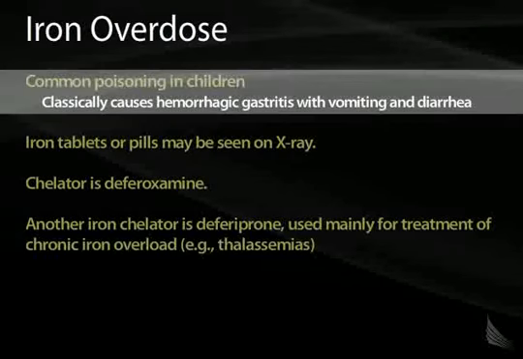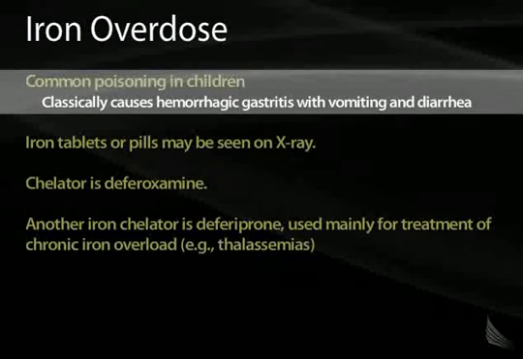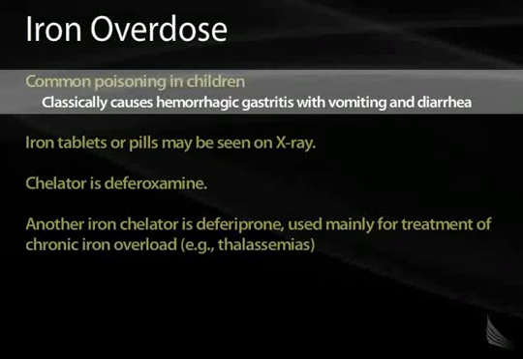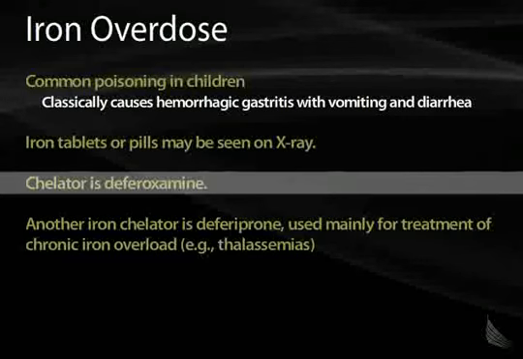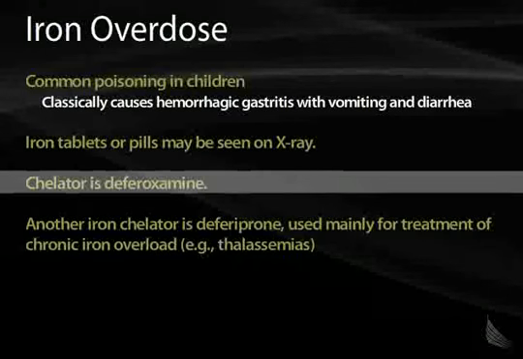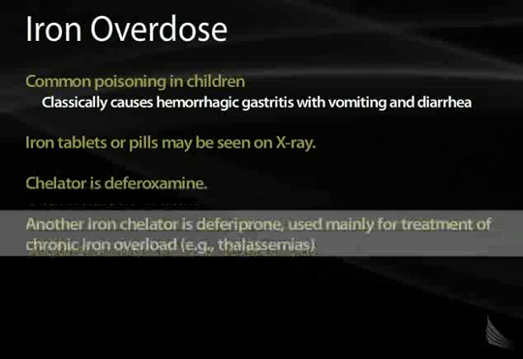Iron overdose is actually a pretty common poisoning in children. The classic presentation of iron overdose in children is a child who's been eating too many iron pills or Flintstones vitamins that contain iron in them, and classically these patients will develop a GI bleed, hemorrhagic gastritis, with vomiting and bloody diarrhea. You may be able to do an X-ray and see the pills in the stomach. It's very important to remember that the common chelator that is used is deferoxamine. That binds iron and is able to bring it out of the system.